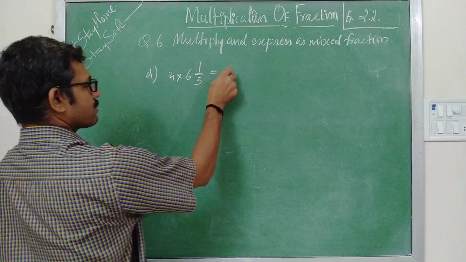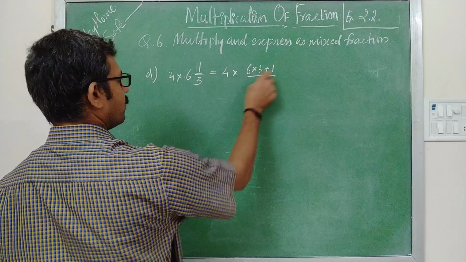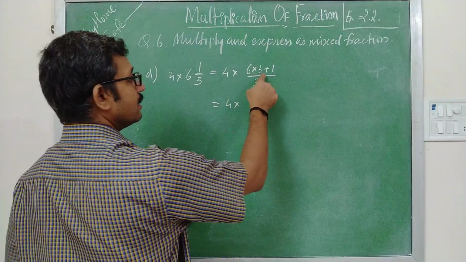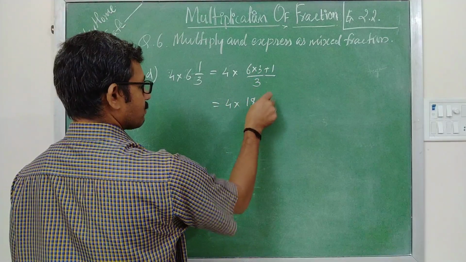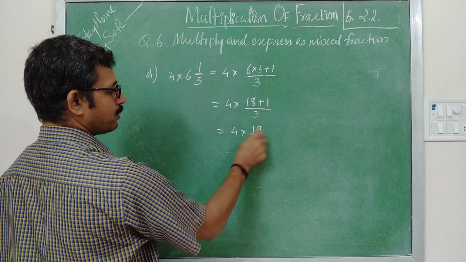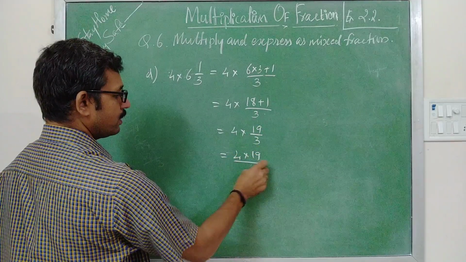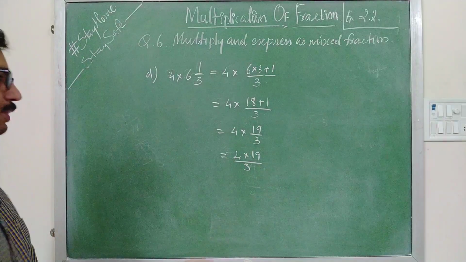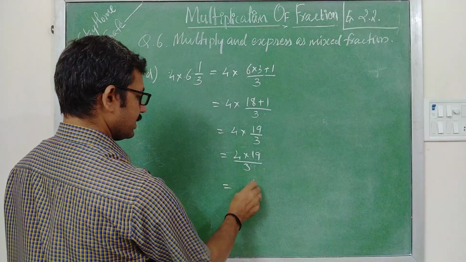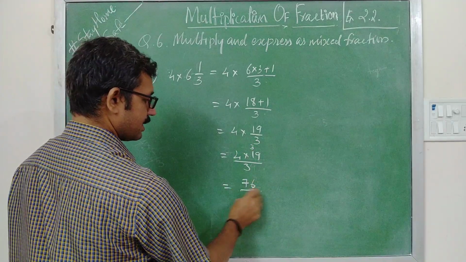How will you write it? 4 into, again the same thing, 6 into 3 plus 1 upon 3. Correct? Which is equal to 4 into 6 threes are 18, plus 1 upon 3. So which is equal to 4 into 19 upon 3. Now you have to multiply: 4 nines are 36, 3 sevens are 76, upon 3.